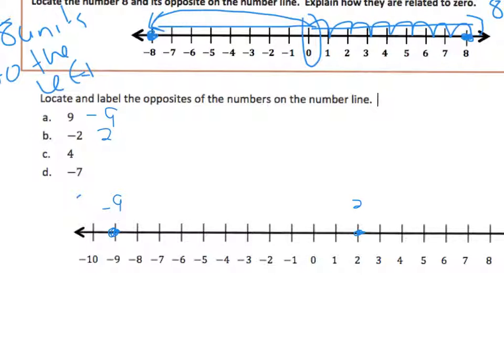Oops, I meant to label it like this. A, B. The opposite of 4 is negative 4. So we're going to find negative 4 on the number line. And that is C. And D, the opposite of negative 7, is 7. Pretty easy stuff.